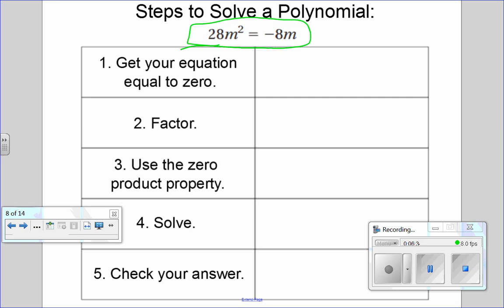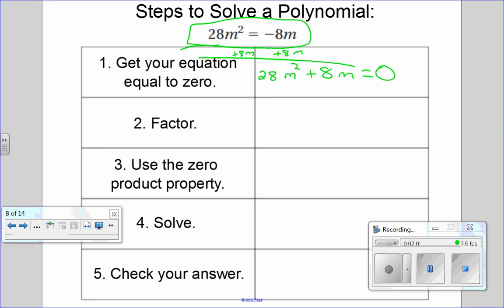Before you begin any factoring, you have to be set equal to 0. That will allow you to use the zero product property a little later down the line. So we're not set equal to 0 right now. Do you know what I can do to both sides to get it equal to 0? Good job. If you said add 8m, you are correct. So you're going to add your 8m to get the 8m living over on the left side. So you have 28m squared plus 8m equals 0.